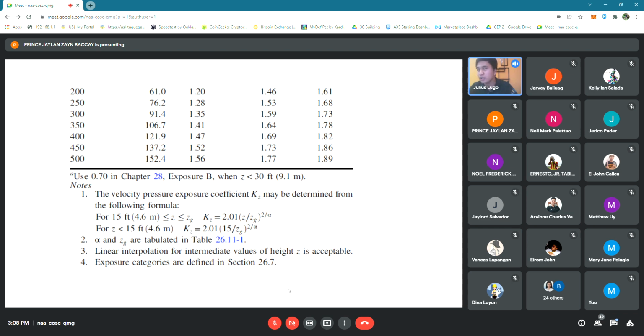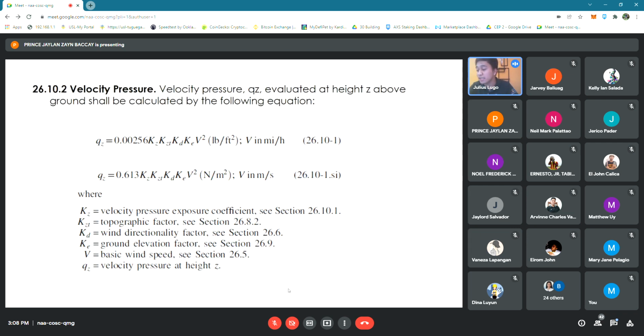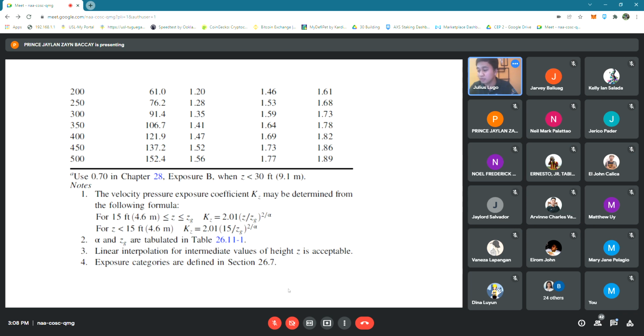We are in the directional procedure. Okay, we're in the first procedure for MWFRS. So the envelope procedure will be discussed in chapter 28 of the code. Okay. So our velocity pressure coefficient Kz may be determined from the following formula. If your Z is less than 15 feet, your Kz is equal to 2.01 times 15 over Zg raised to 2 over alpha.